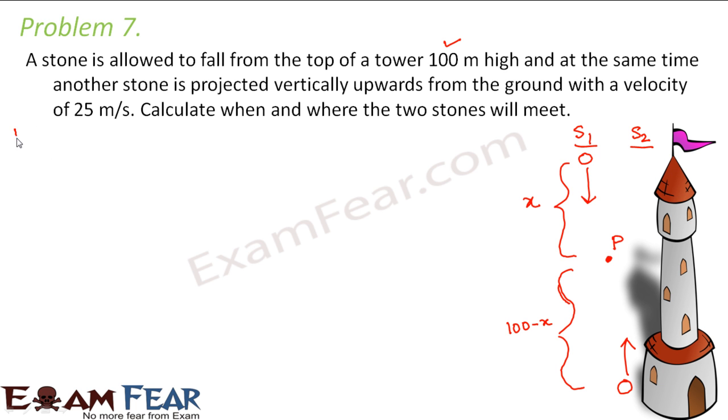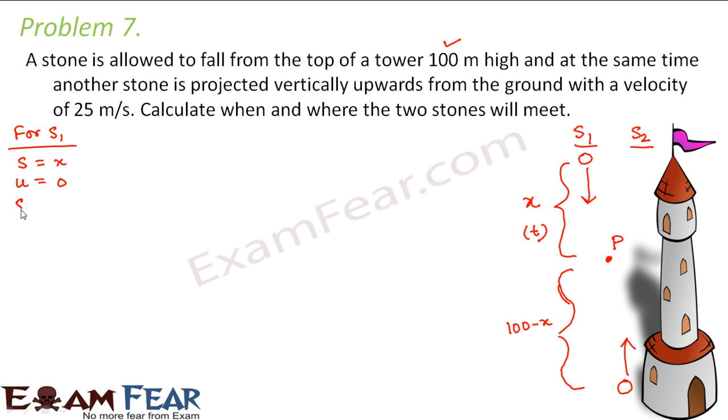Right? So now let us first consider stone S1. So for S1, what is the distance traveled? The distance traveled till point P is x. Right? What was the initial velocity? So it was thrown from the top of the tower. That means initially it was at rest at the top of the tower. So initial velocity is 0. How much is the time taken? Let us suppose that the time taken to reach this point P is t. So it takes t time to reach this point P.